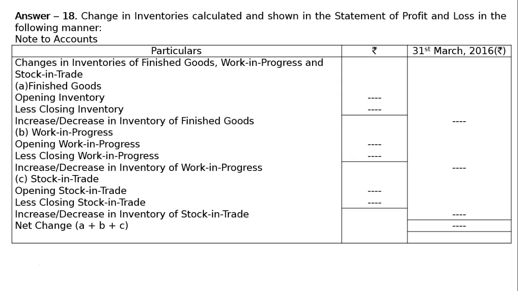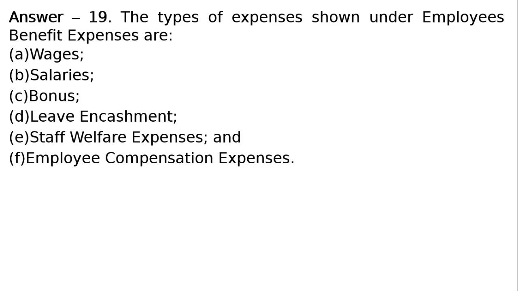19th question. Name the types of expenses that are shown under employee benefit expenses. Answer 19. The types of expenses shown under employees benefit expenses are: A, wages; B, salaries; C, bonus; D, leave encashment; E, staff welfare expenses; and F, employee compensation expenses.